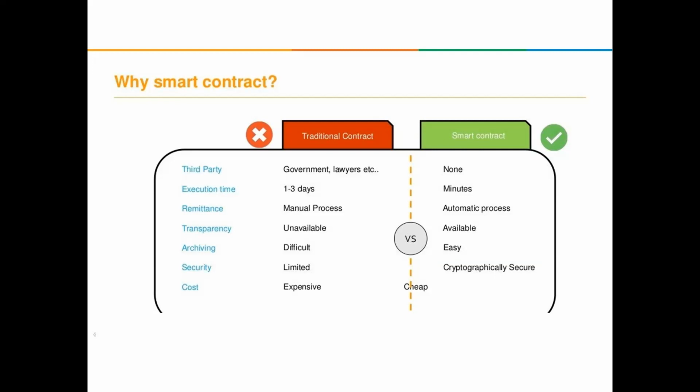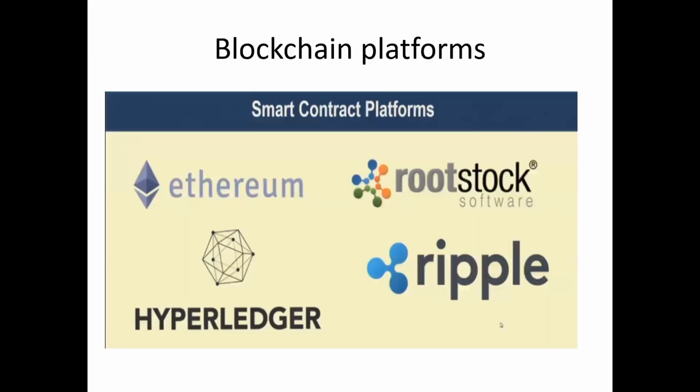Next, one more thing. If you want to create a smart contract, we have different platforms for that, like Ethereum, Rootstock, Ripple, and Hyperledger. Hyperledger is basically an IBM product. With the help of Hyperledger, you can create a smart contract. You can also create smart contracts with Ethereum, Rootstock, and Ripple. These are all platforms for creating smart contracts. I will not discuss them deeply in this session because it will take a lot of time, so this is just an overview of the platforms.